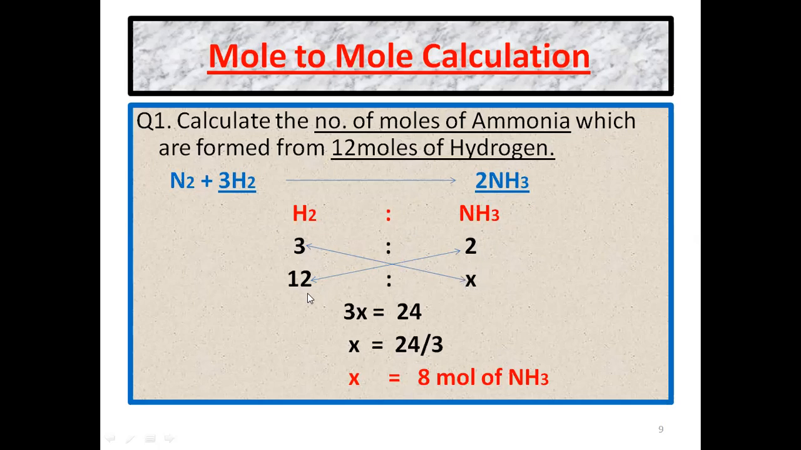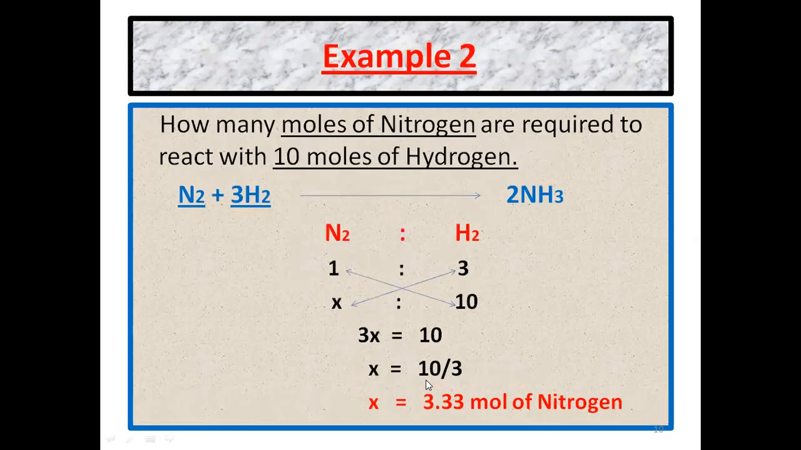And the moles of hydrogen are given. They are 12 moles. So cross multiplication of these values, x multiplied with 3, 3x is equal to 12 into 2 becomes 24. And after simplification, we will get 8 moles of ammonia. So in this equation, if we have 12 moles of hydrogen, we will get 8 moles of ammonia.